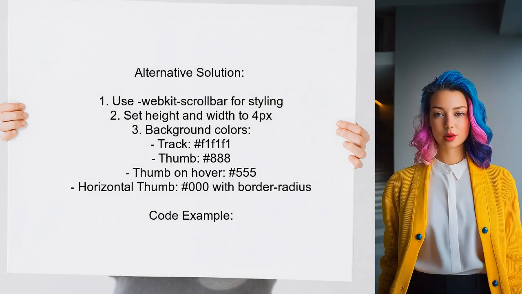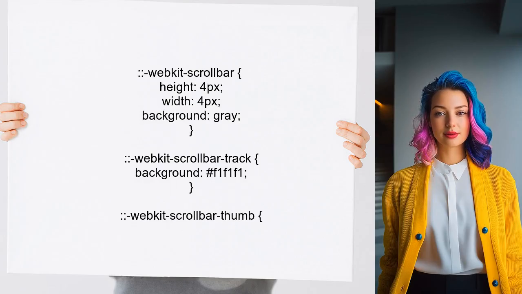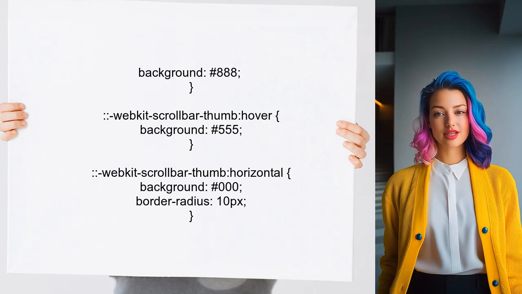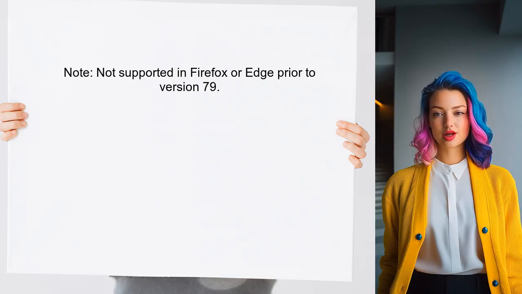An alternative approach to styling your horizontal scroll bar involves using the -webkit-scrollbar property. This user suggests setting both the height and width to 4 pixels along with a gray background. For the track, they recommend a light gray color, and for the thumb, a darker gray. When hovering, the thumb changes to an even darker shade. Additionally, they note that the horizontal thumb can have a black background with rounded corners.